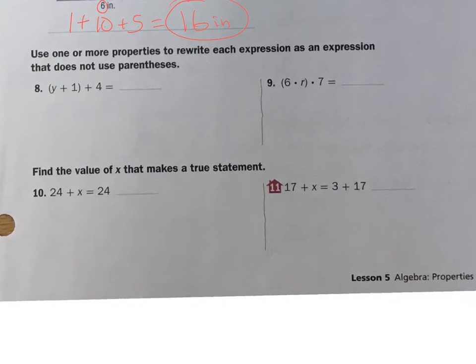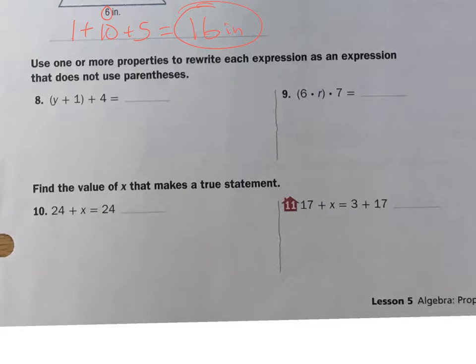Let's see here. We have 8. Use one or more properties to rewrite each expression as an expression that does not use parentheses. Okay. So, on this one, I could add all these together, except for the y. But I can add 1 and 4 together, so I'm going to get y plus 5. Y plus 5 is the same as y plus 1 plus 4. I'm just using a property to say I can do that.